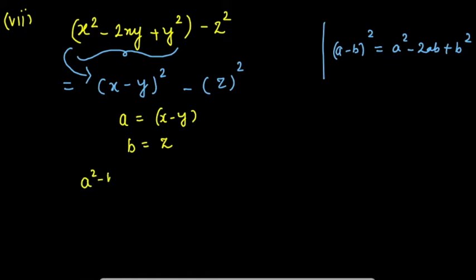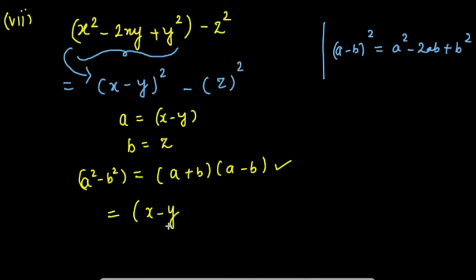So what is that? a square minus b square, when you have to factorize it, can be written as (a plus b) into (a minus b). So keeping this in mind, a plus b means x minus y, which is my a, plus b means plus z. Then a minus b means x minus y minus z. So these will be the factors of the given expression. I hope this question is clear.